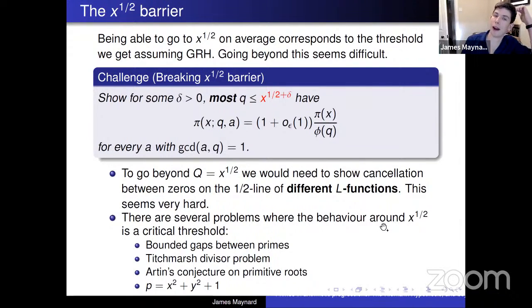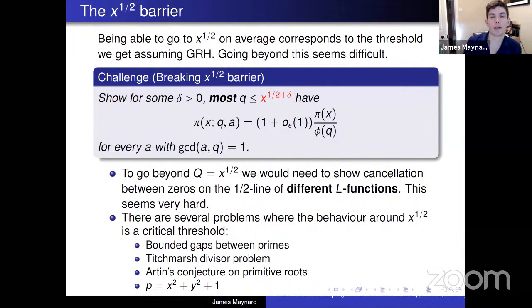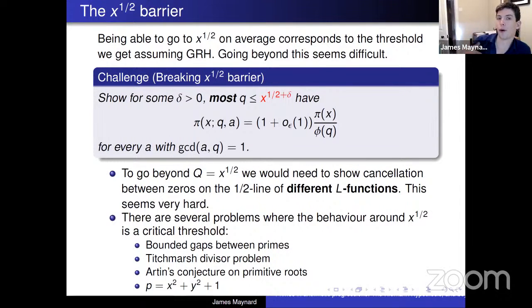So it turns out that as well as there being this sort of psychological change in the order of difficulty, and moving beyond this Riemann hypothesis range, this threshold of the square root of x is actually critical for lots of different applications in questions to do with prime numbers. And so this is why this square root of x barrier has become a sort of popular phrase in analytic number theory.